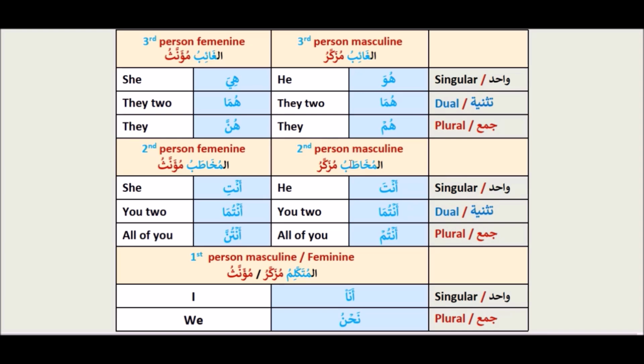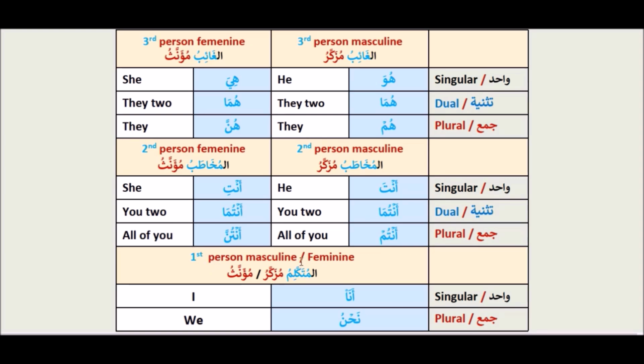Second person masculine, al-mukhatabu muzakkar. Mukhatab, the person to whom you are addressing, or the person who is listening or hearing. Anta, antuma, antum. Anta singular, antuma dual, and antum plural. You, you two, all of you. Second person feminine, al-mukhatabu muannas. Anti, antuma is again common in both, and antunna. You, you two, feminine, all of you, feminine.